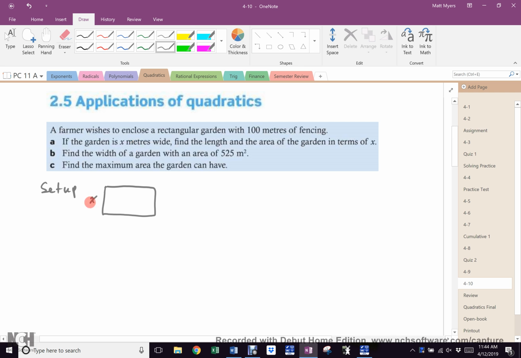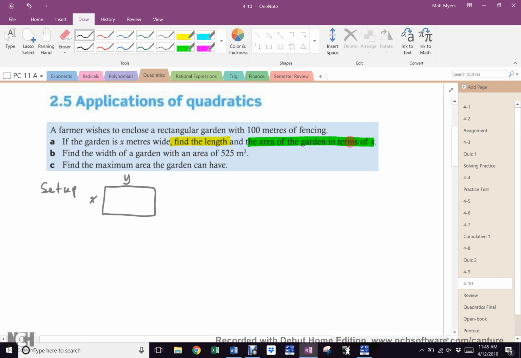So that is X. What does that automatically make this? Y, because it's a different number, right? Because it's a rectangle. Agreed? All right. So I wish, question 1, to find the length and the area in terms of X. What does that mean in math class? If I want something in terms of X, what does that mean?